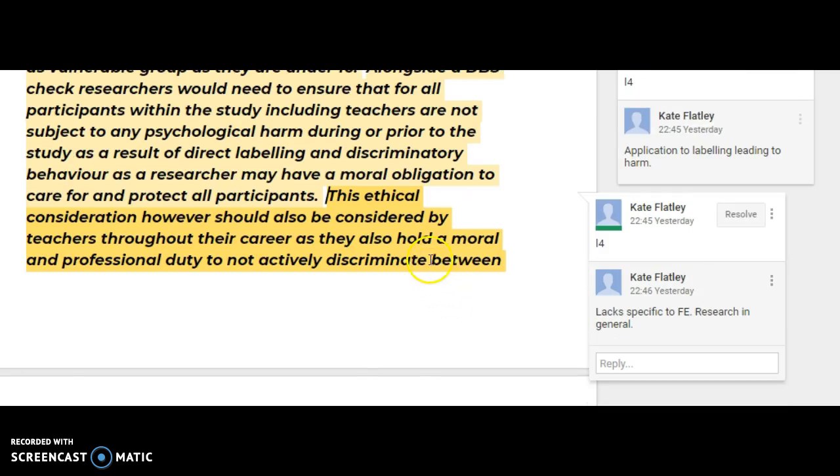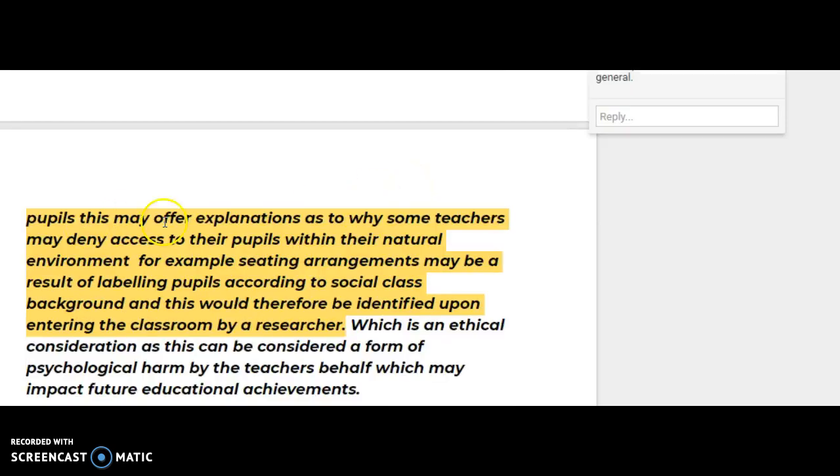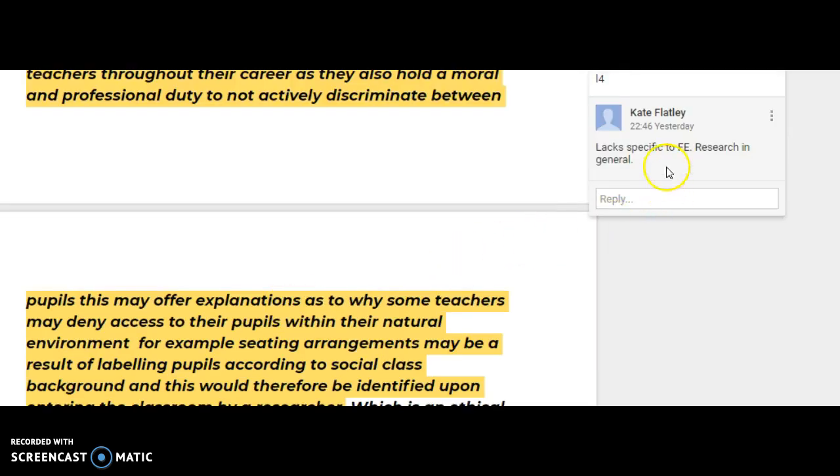The ethical considerations should be considered by teachers as well. They should have a moral and professional duty to not actively discriminate between their pupils, which might offer an explanation why some teachers might deny access to their pupils within the natural environment. For example, seating arrangements might be a result of labelling, so they might deny that access. That is a decent level 4. It's not specific to field experiments, but it is very good about labelling.